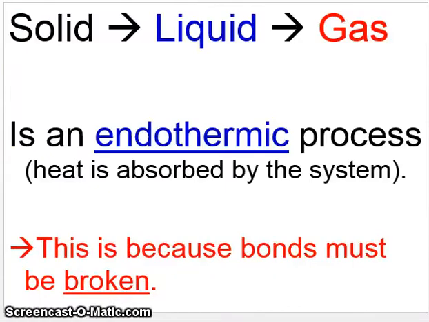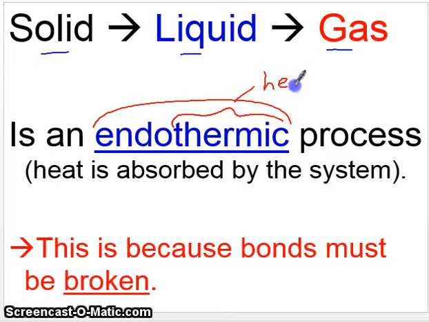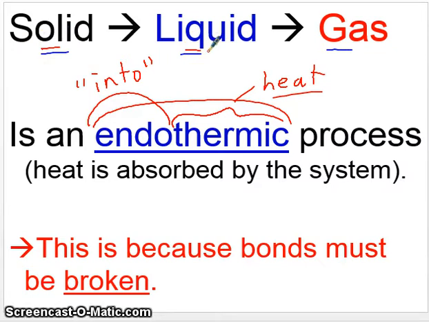Lastly, let's talk about the energy changes associated with the phase changes. So anytime you go from a solid to a liquid to a gas, you're increasing in energy. These are what we call endothermic processes. So thermic, this portion right here, means heat. Thermo means heat. And endo actually means into. So heat is going into the substance. Anytime you want a solid to become a liquid, you have to heat the substance up. You have to put heat into the system for it to liquefy.